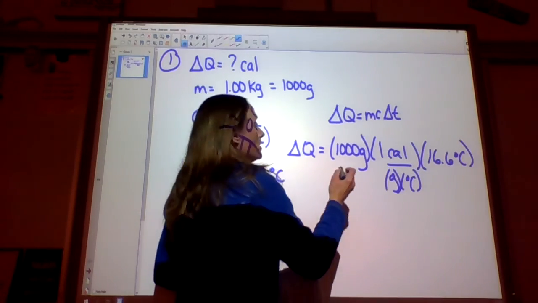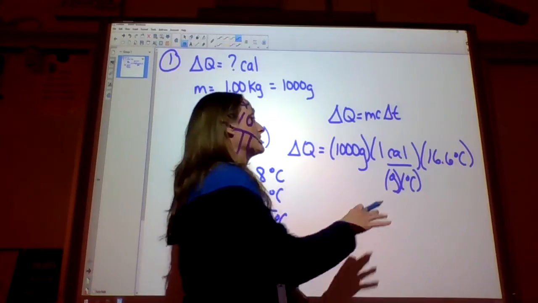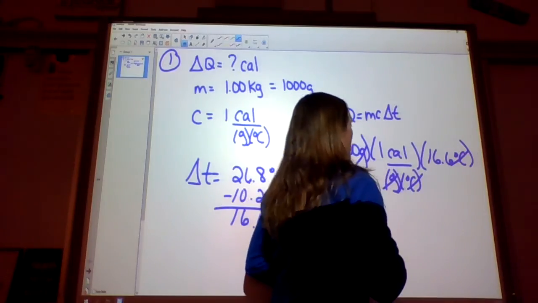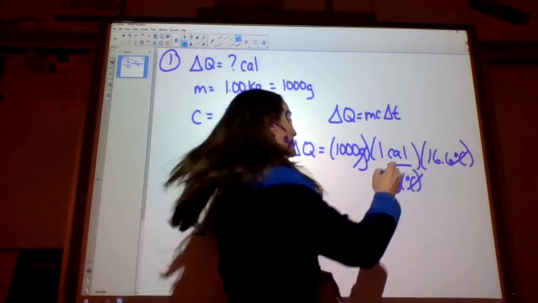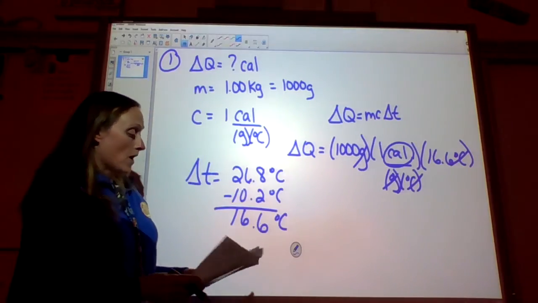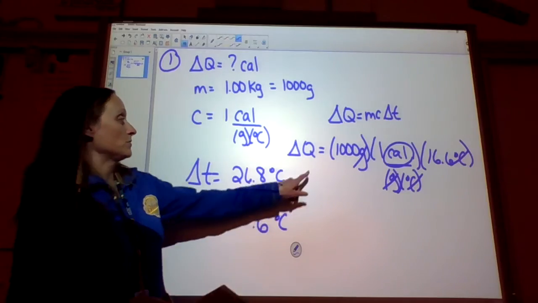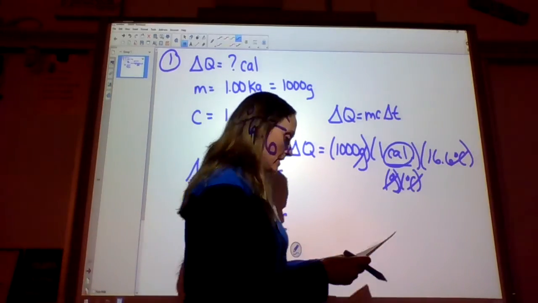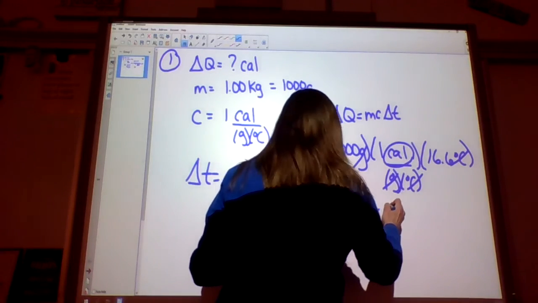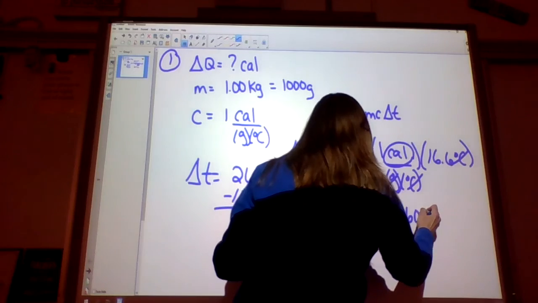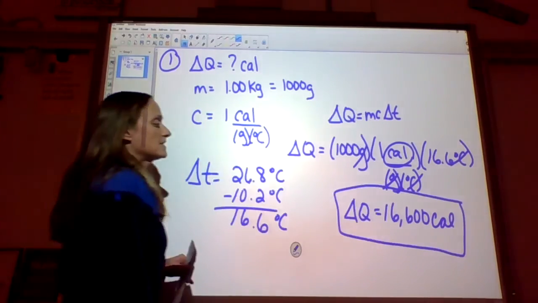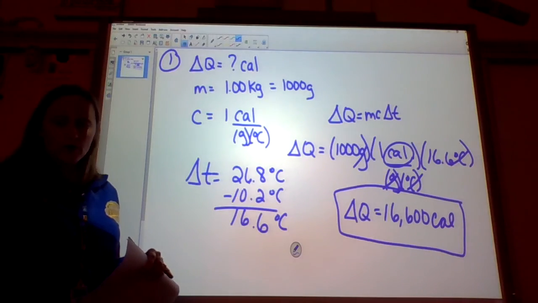So this is why the specific heat has this many units, because the grams cancel, the calories cancel, I'm sorry, degrees Celsius cancels, and you're left with calories, which is what you're trying to solve for. So now pretty much all you're going to do is multiply 1,000 times 1 times 16.6 to get your final answer of delta Q. So we have 16,600 small calories.